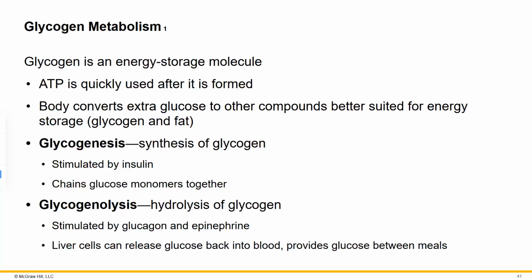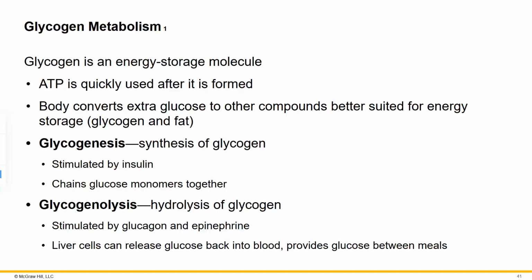So glycogen metabolism. Glycogen is the energy storage molecule. It's stored in your muscles and liver. ATP is quickly used after it's formed. The body converts extra glucose to other compounds better suited for energy storage. Glycogenesis. Glyco is talking about glycogen. Genesis is talking about the creation of something. So glycogenesis is the creation of glycogen, or the synthesis of glycogen.